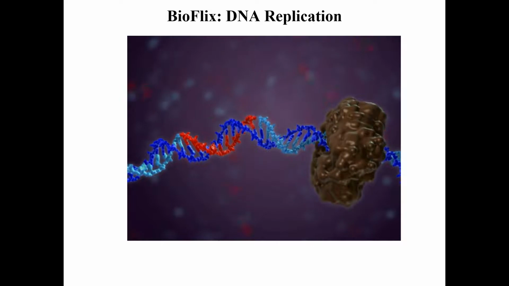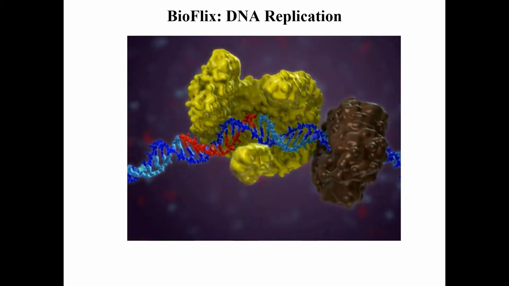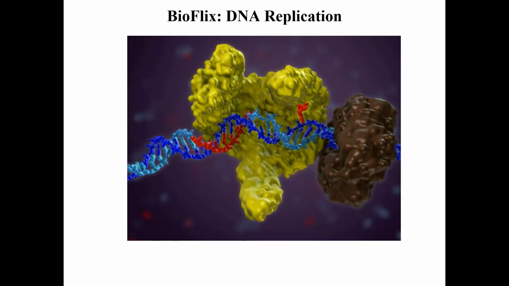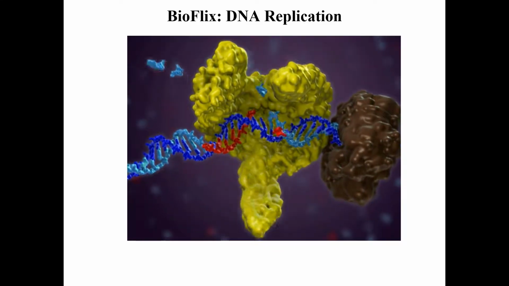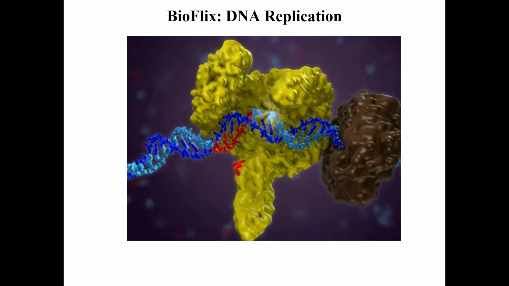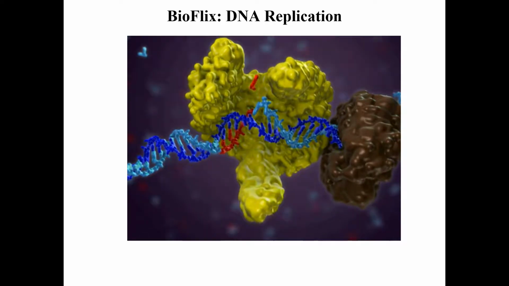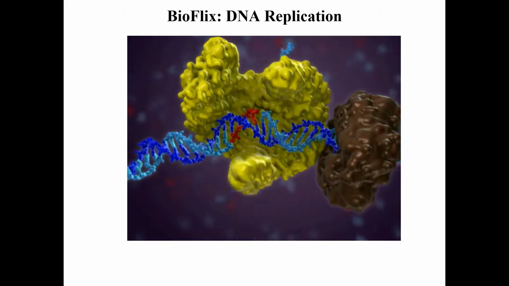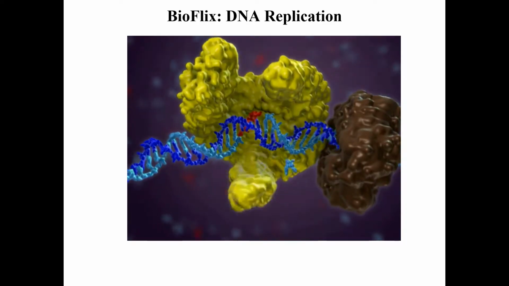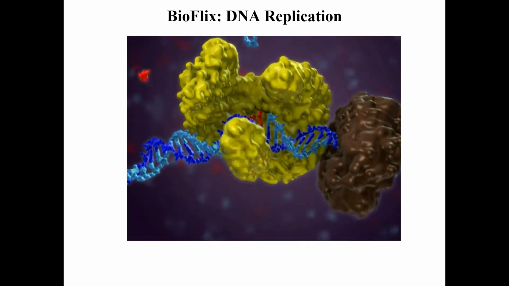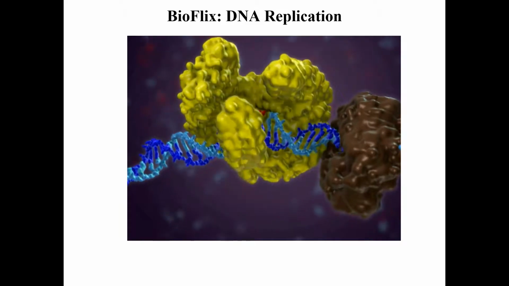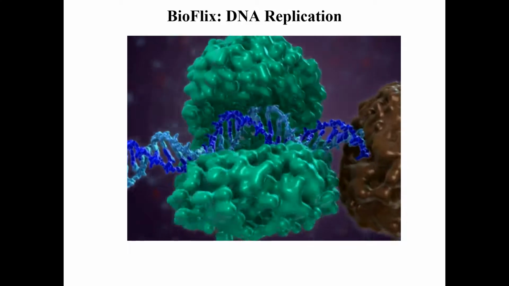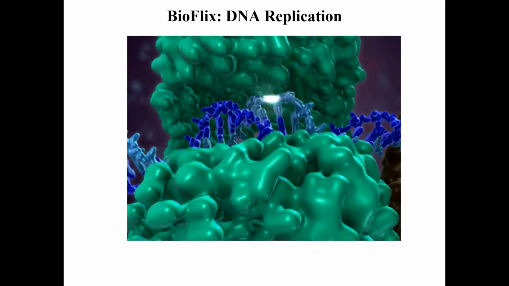How are pieces of the lagging strand joined together? A different DNA polymerase removes RNA and replaces it with DNA. However, it cannot finish connecting the pieces. An enzyme called DNA ligase joins the pieces together.